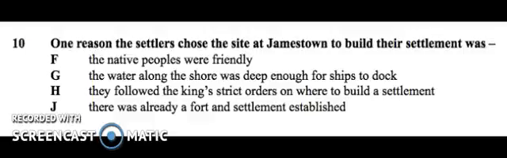Question 10. One reason for the settlers to choose the site at Jamestown to build their settlement was F. The native peoples were friendly, G. The water along the shore was deep enough for ships to dock, H. They followed the king's strict orders on where to build a settlement, or J. There was already a fort and a settlement established.